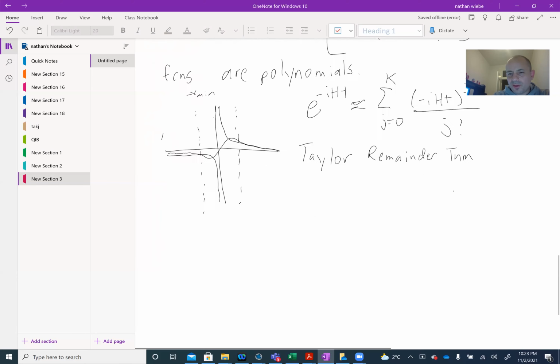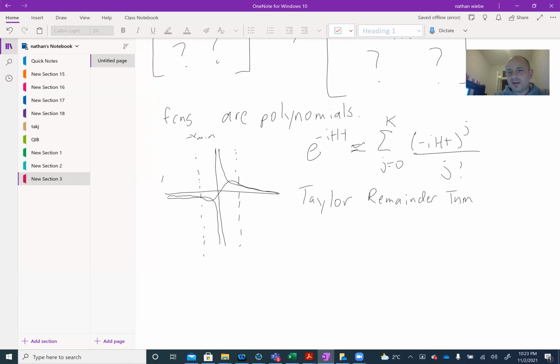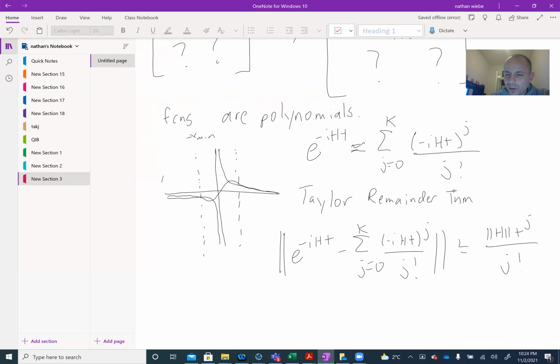There are various statements of the form for the remainder, but the one that is most useful for our purposes is the following: the matrix norm of the difference between e to the minus iHt and the truncated sum of (negative iHt) to the j over j factorial is less than or equal to the next order term in the expansion. So this is the norm of (Ht) to the j divided by j factorial.